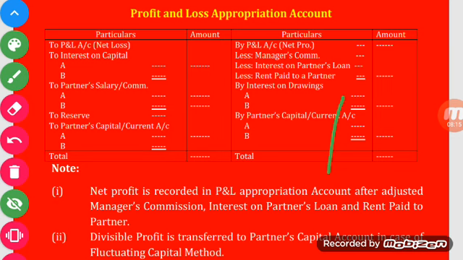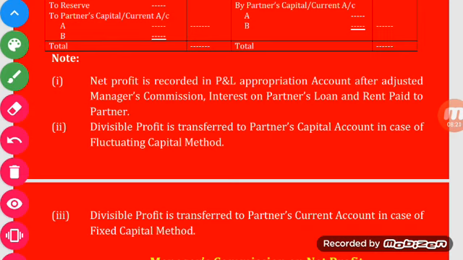Now note the important points here. Point number one: the net profit is recorded in the profit and loss appropriation account after adjusting manager's commission, interest on partner's loan and rent paid to partners. I told you before, these three items, manager's commission, interest on partner's loan and rent paid to the partner, are charged against profit, not to be treated as appropriation of profit. That's why these three items will be deducted first from net profit.